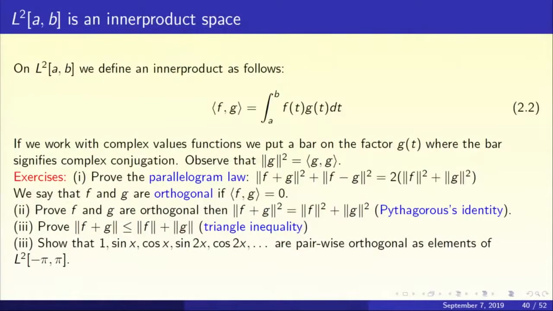The last exercise in this slide is: show that 1, sin x, cos x, sin 2x, etc. form an orthogonal system of functions on minus pi to pi. If I take any two distinct ones and I take the product and I integrate it from minus pi to pi, I get 0. Cos jx sin kx, when I integrate from minus pi to pi, I get 0. Cos jx cos kx, when I integrate from minus pi to pi, I get 0 when j is not equal to k, etc. So, it is an orthogonal system of functions on minus pi to pi.